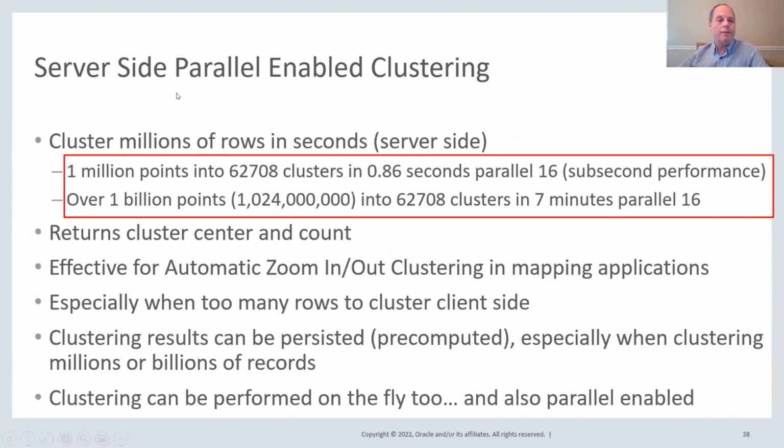So this is very fast, what I call server-side parallel-enabled clustering. It can cluster millions of rows in seconds, so you can actually do it on the fly. I had 1 million points. I was able to cluster them into 62,708 clusters in under a second using 16 cores. So you can do it on the fly, or I can cluster 1 billion points into the same 62,708 clusters in about 7 minutes, parallel 16. What does it do? It returns the center of the cluster and a count.